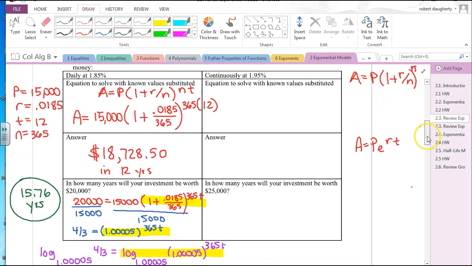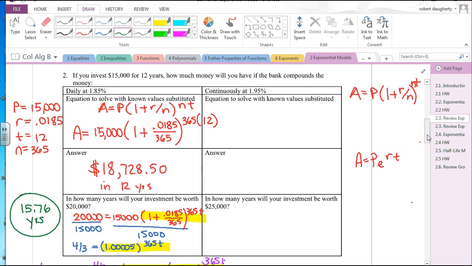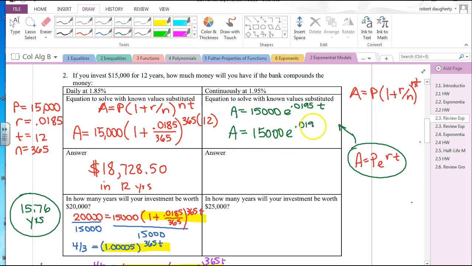Now, let's look at the next part of this problem. How do I compound this interest continuously at 1.95%? I'm using the continuous interest formula at this point. So my future amount is going to be my initial value, 15,000, times e to the rate 0.0195 times t. But I'm leaving that for 12 years. So this is 15,000 e to the 0.0195 times 12, and that's where I'll use my calculator.